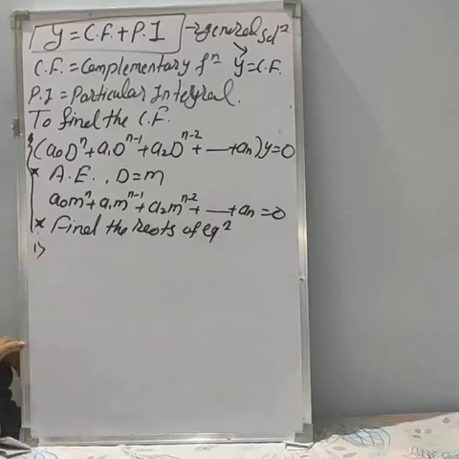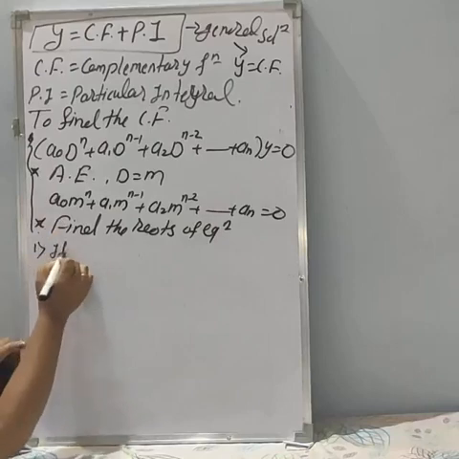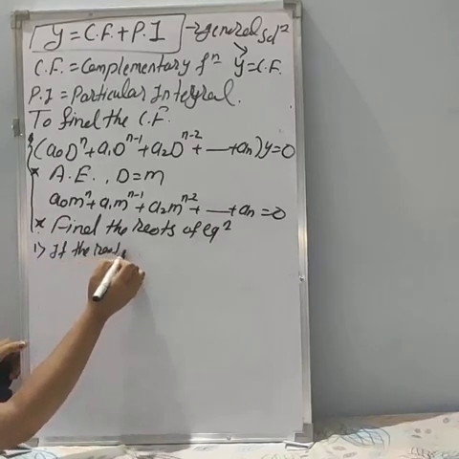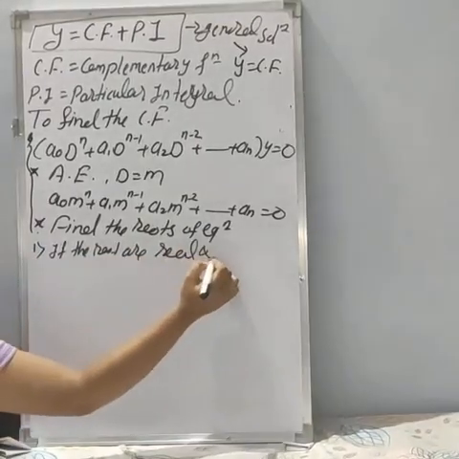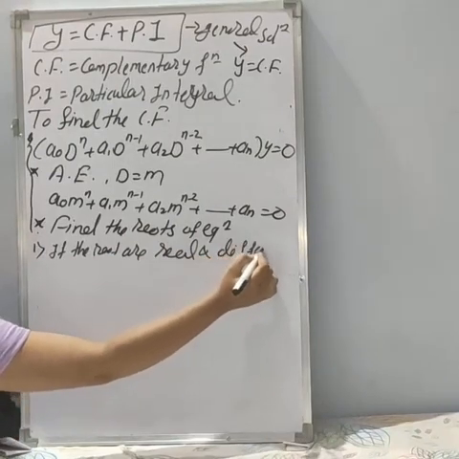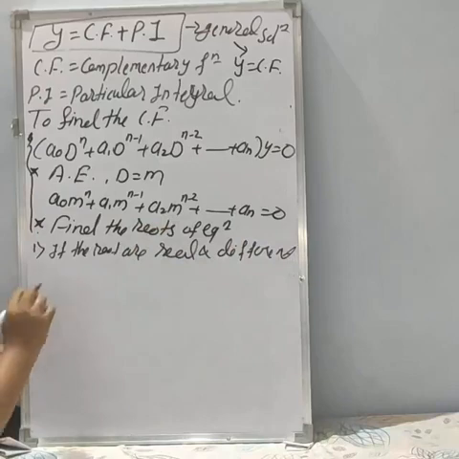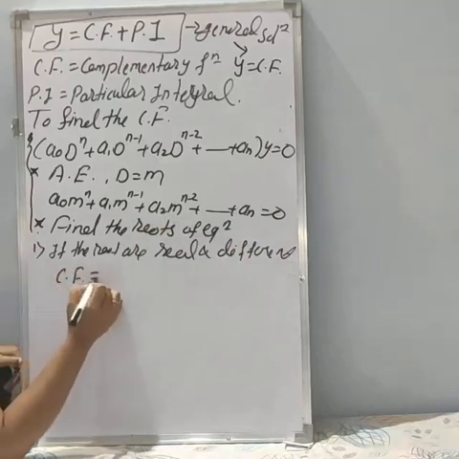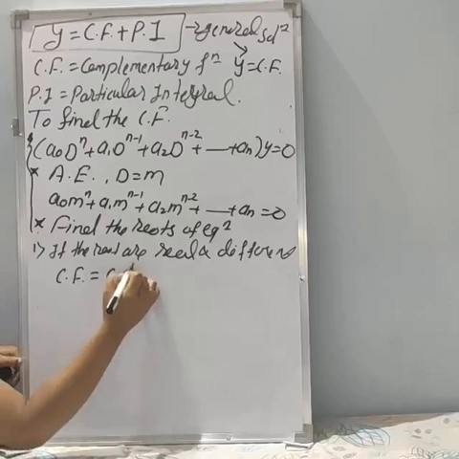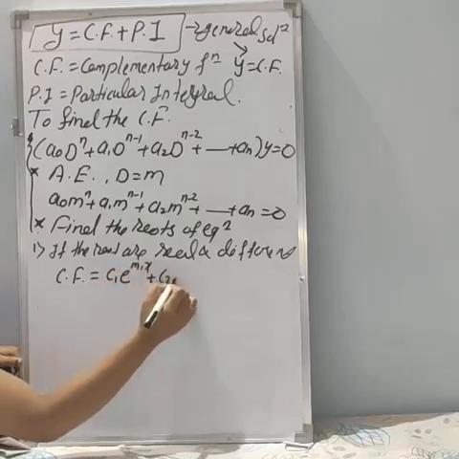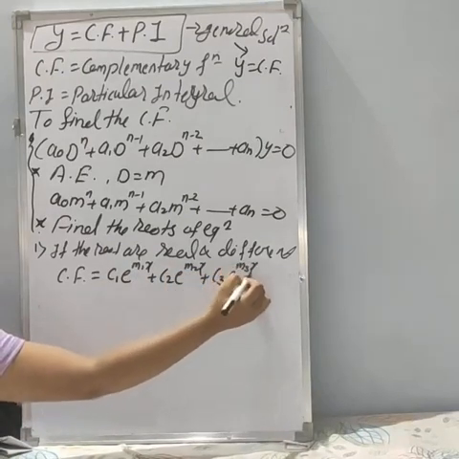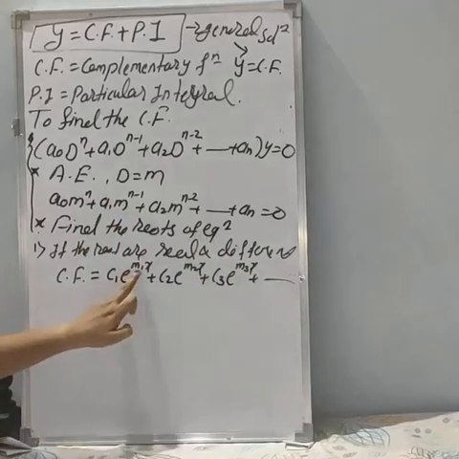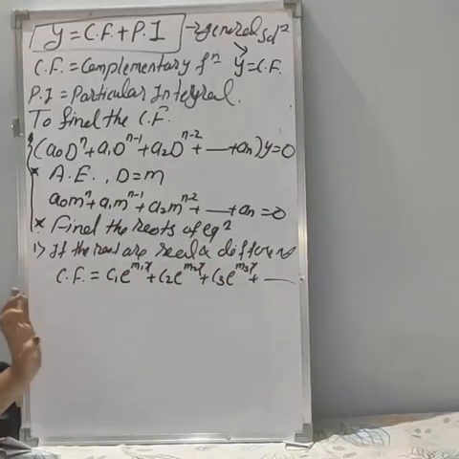So the first point: if the roots are real numbers and different, then the complementary function is given by c1 e to the power of m1x plus c2 e to the power of m2x plus c3 e to the power of m3x, and so on. Here m1, m2, m3 are the roots of the equation.